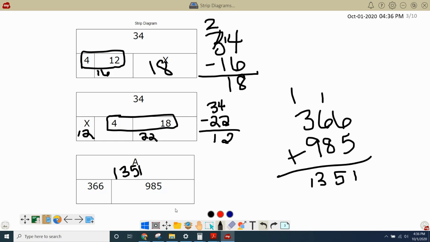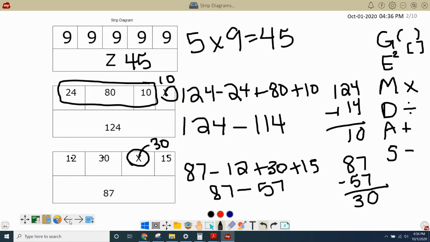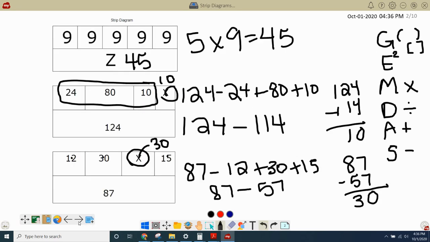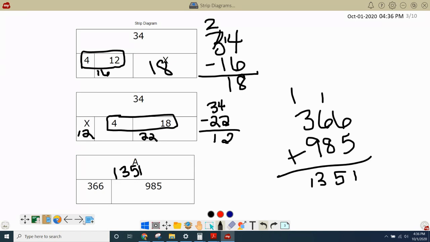Okay, so that's what strip diagrams are. Now, you're not going to have to draw a strip diagram. You're just going to have to be able to read one and match it with an equation. Okay, so you just need to be able to read one and match it with an equation. Which is what you're going to do on your work. You're going to match the strip diagram with an equation with a word problem.